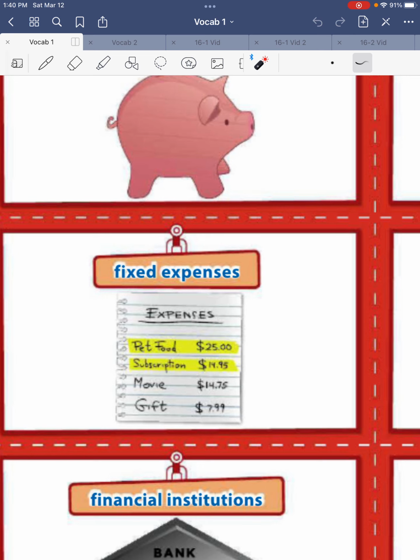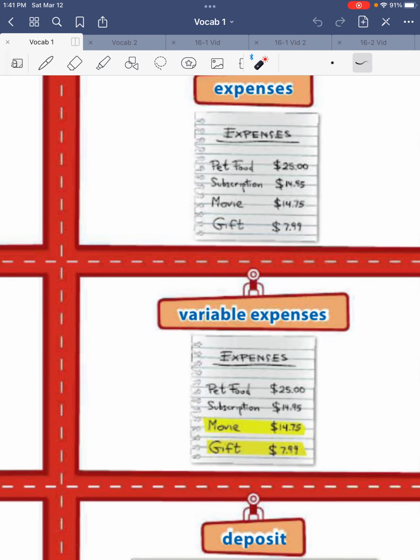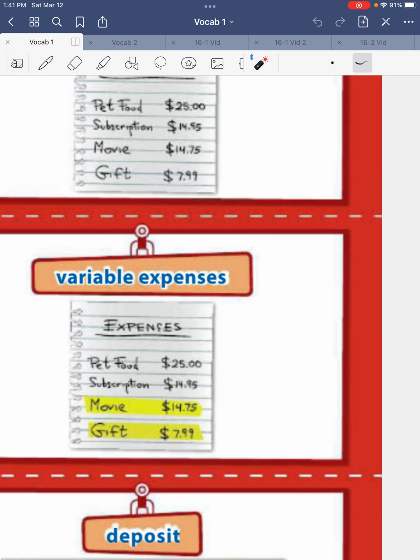So for example, let's say your parents have to get pet food at least once a week. Well, it's always going to be the same price. So pet food's always going to be $25. Let's say that once a month your parents have to pay for the Disney Plus. It's always going to be the same price, $14.95. These are fixed expenses. They happen regularly, and they're always going to be the same price. They don't change.